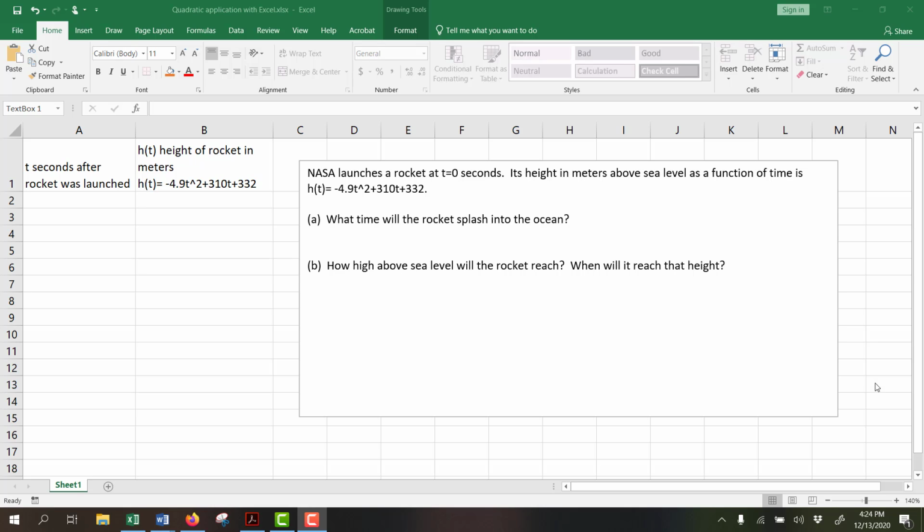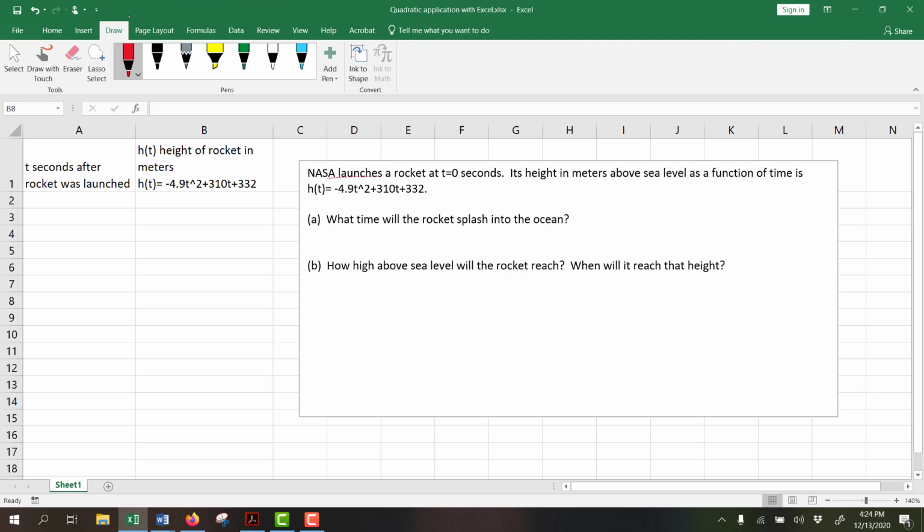In this problem, we'll use Excel to solve a quadratic application problem. The problem reads that NASA launches a rocket at t equals 0 seconds. Its height in meters is given by this quadratic function. So t is the time in seconds, h of t is the height in meters.